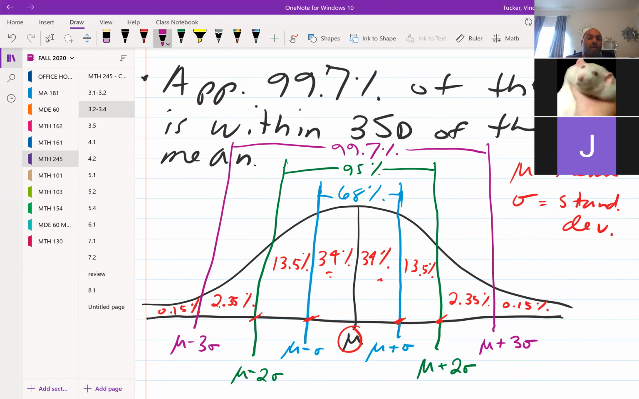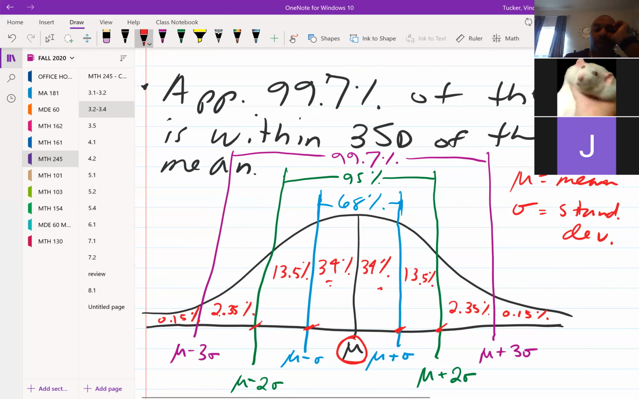So this diagram emphasizes those 3 statements. Remember I told you about the normal distribution, your bell-shaped curve. It is symmetric about the mean. You have your mean right here in the middle. To the right of your mean is 50% of your data. To the left of your mean is 50% of your data.